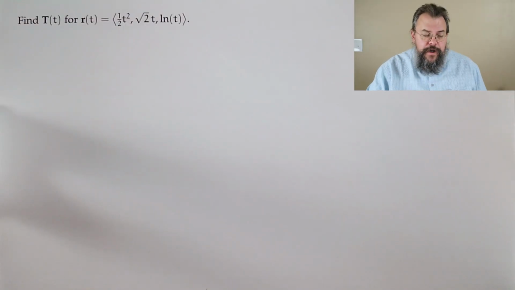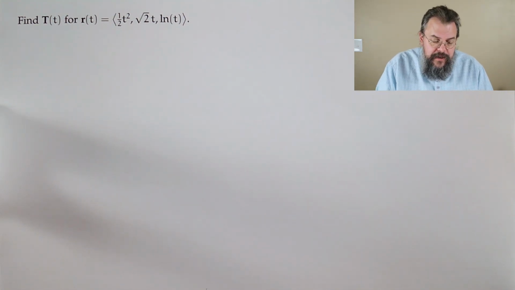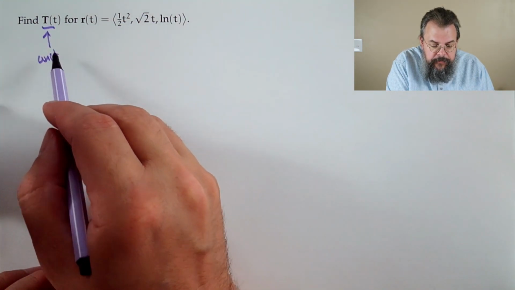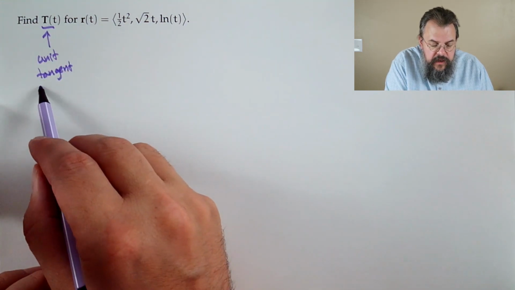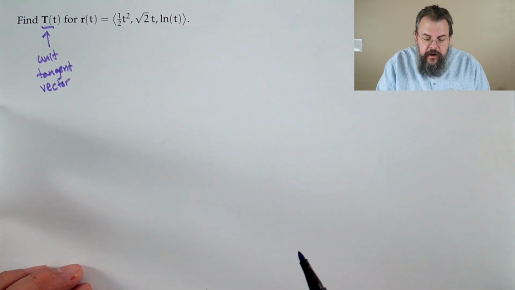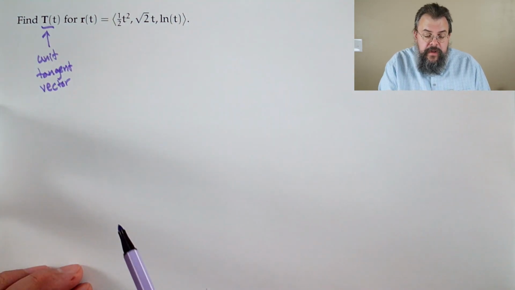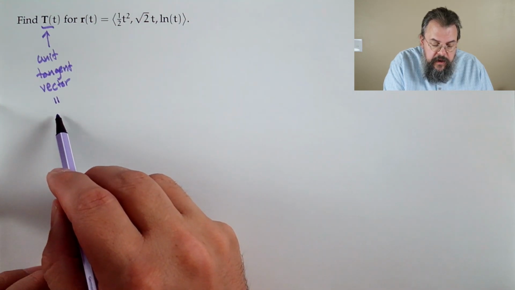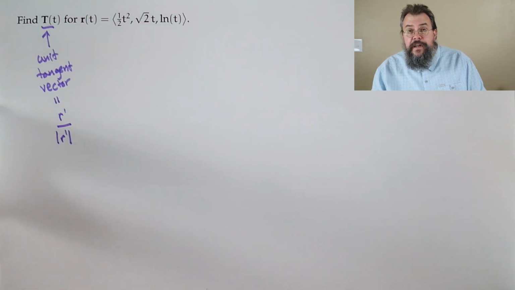So our very first problem, find T of t. Okay, so it probably is helpful to remind ourselves what T of t is. So T of t is notation for the unit tangent vector. And what do we have? Well, we have a position, r of t. And so we say, okay, r of t is (1/2 t squared, root 2 times t, log of t). So how do we go about computing the unit tangent vector? It is r prime over the magnitude of r prime. That's just what it represents.